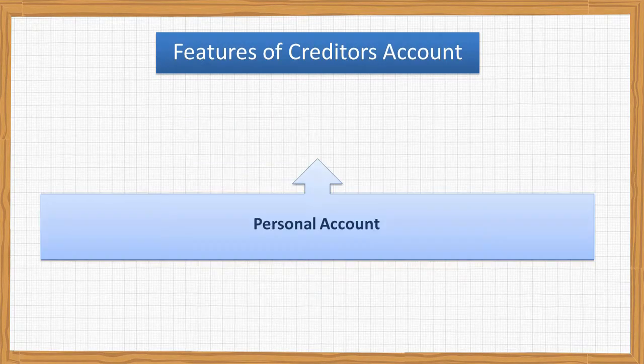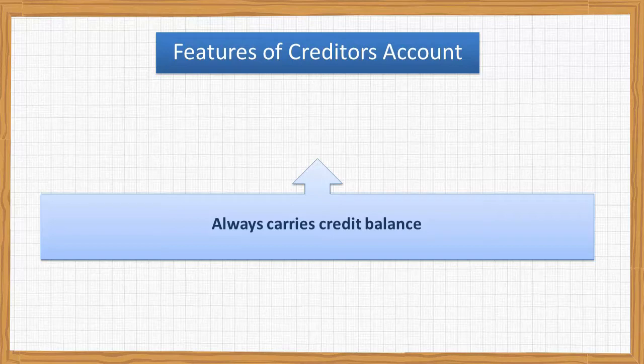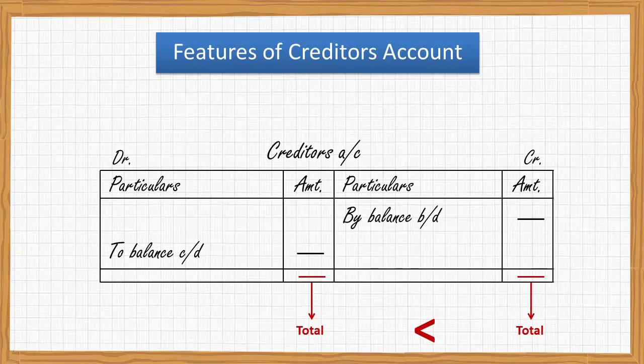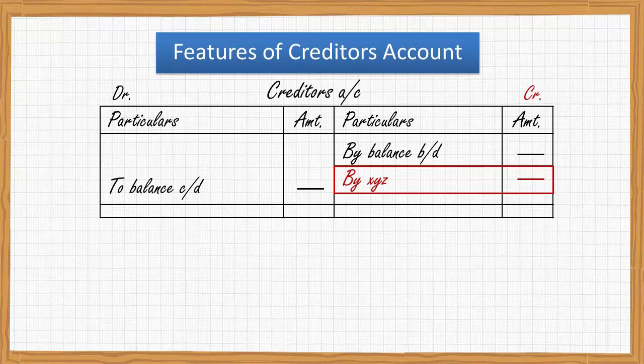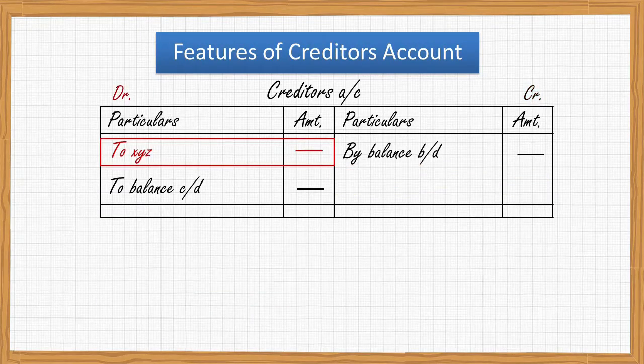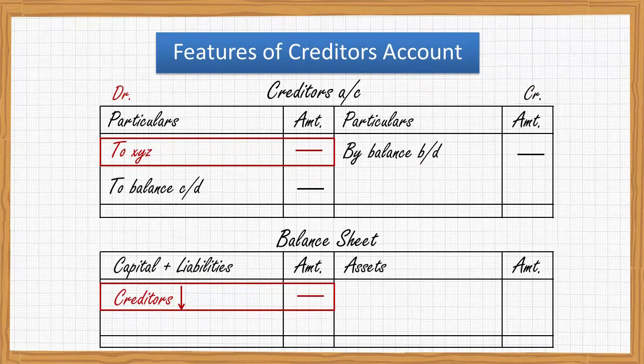Creditor account is a personal account. It always carries credit balance. Means the credit side total is always greater than the total of debit side. One thing more, if any account carries credit balance, it means if you put any amount on the credit side, it will increase the value of creditor. If you debit the creditor account, it will decrease the value of creditor account in the balance sheet.